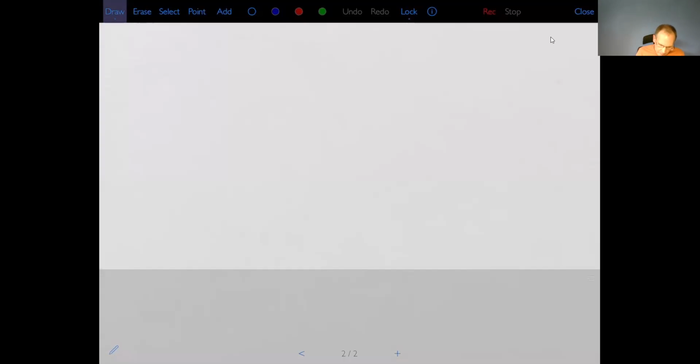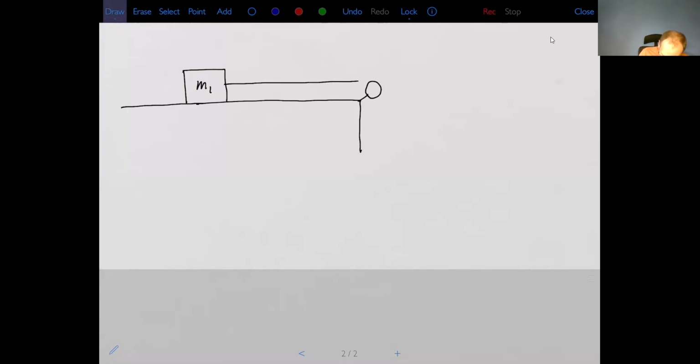Okay, so let's say this is the air track, and I have the cart, which is on the air track. It has a particular mass. I'll just call it M1. And then we have a pulley here. And then connected to the cart is a string, and it goes over the pulley. And then it's connected to a suspended mass. And that suspended mass I'll call M2.